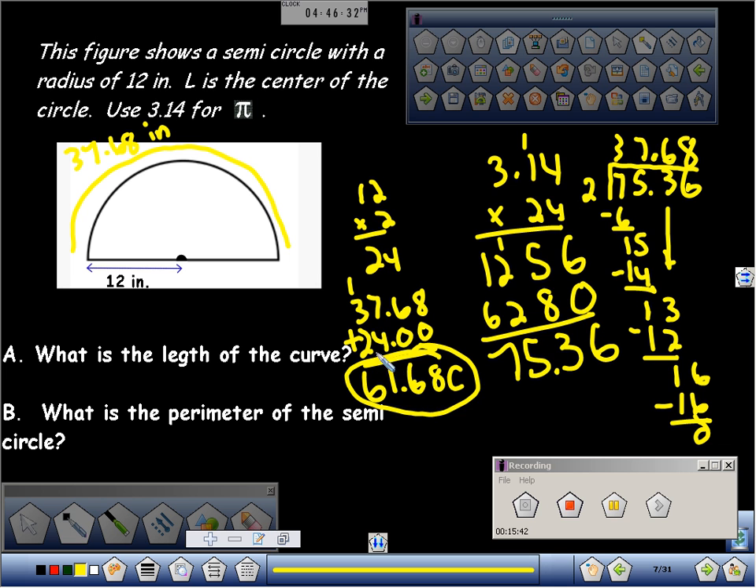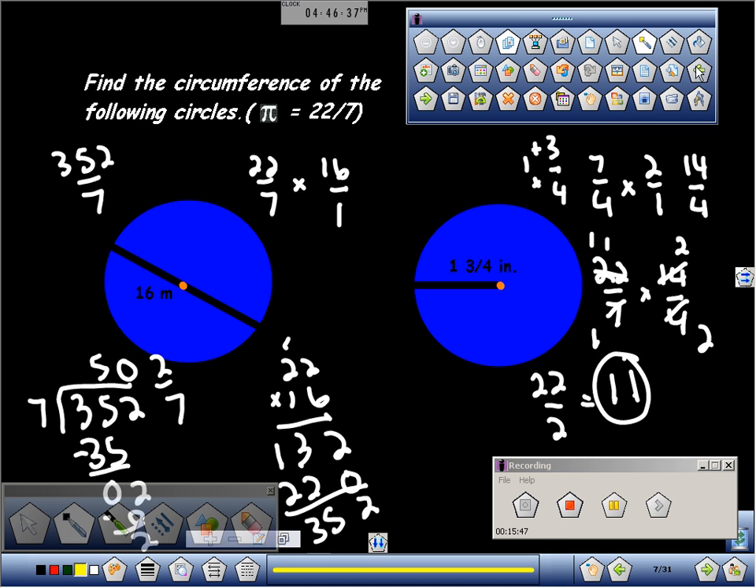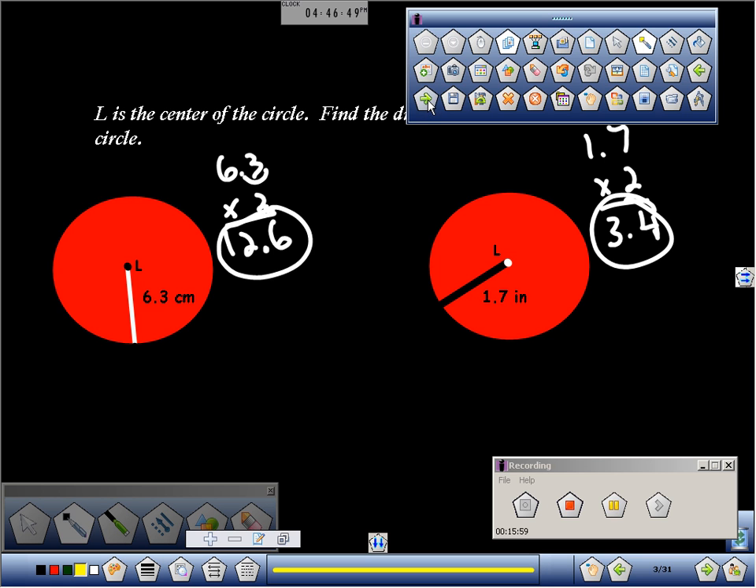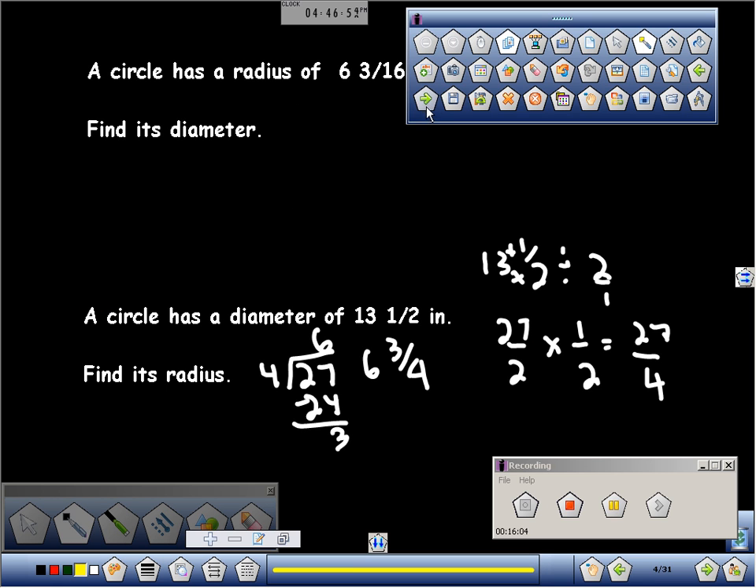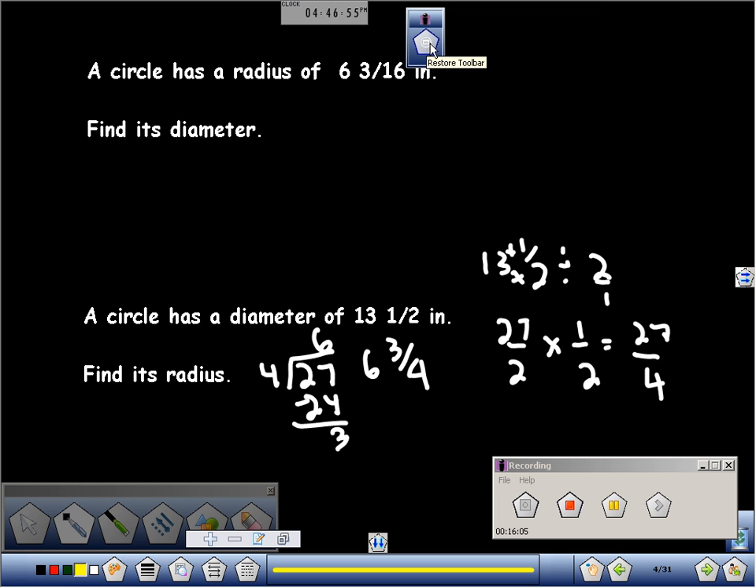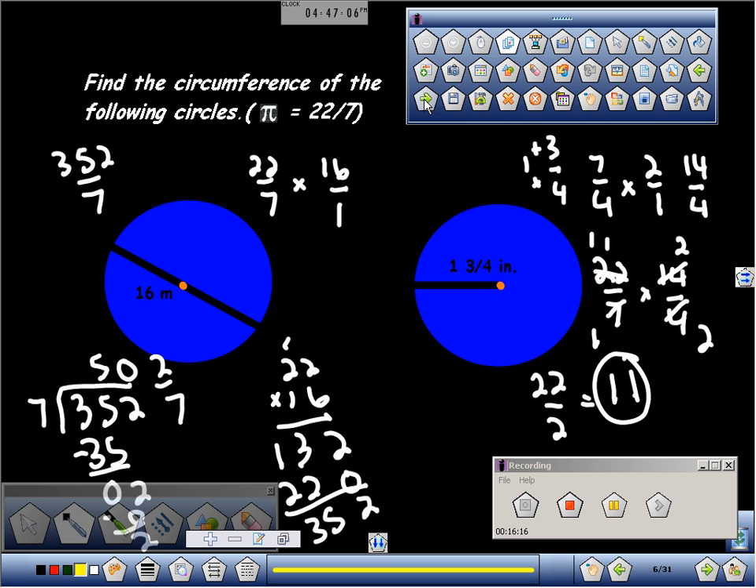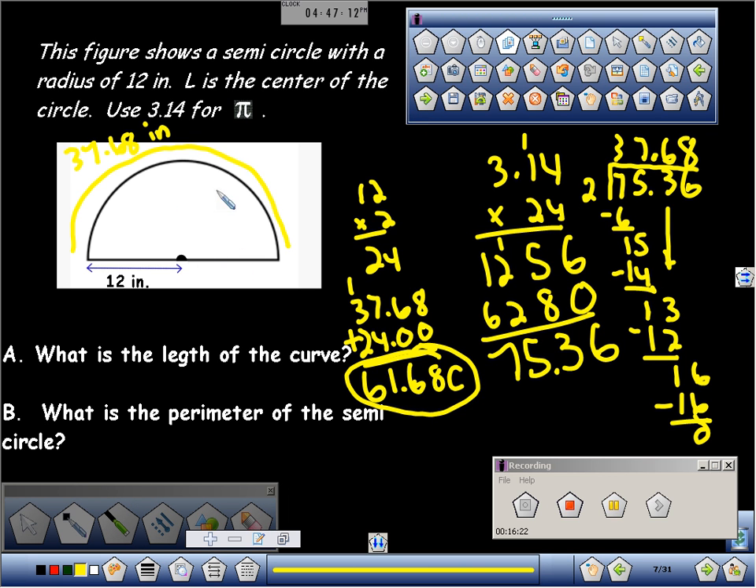Okay, and that's all for today. In today's lesson, we learned, first of all, let's go back to the first one, how to find, oh, that's too far. We learned how to find radius when they give us diameter. We learned how to find diameter when they give us radius. We multiply by 2. We learned how to find, when they give us a fraction, the radius or the diameter. Then we learned how to use 3.14 to find the circumference. We learned how to use 22 over 7 as pi to find the circumference. And we learned how to apply it by finding a semicircle.